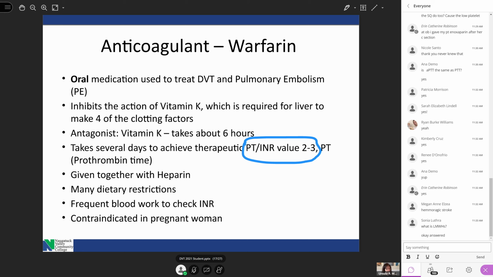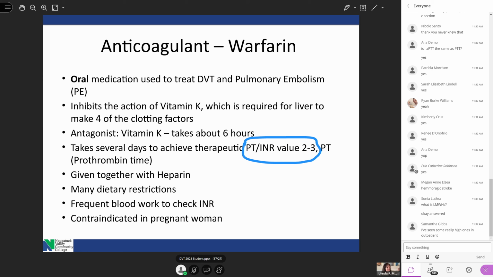There are many dietary restrictions, okay? Frequent blood work to check that INR. You're going every couple days because you don't want that INR to be 5. The higher the INR, the thinner your blood. Okay, so a patient might come in the emergency room with a bleed and they look at their INR and it's like 8. Okay, 8 is out of control high. 5 is way too high. 6, and I mean, I have seen INRs as high as 11. Huge, bad.